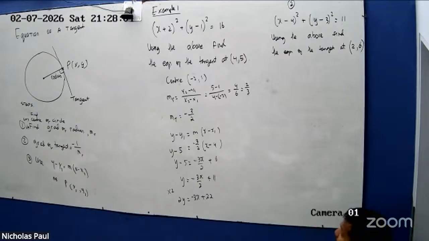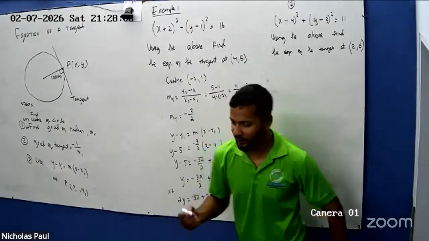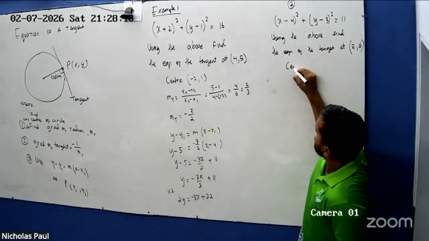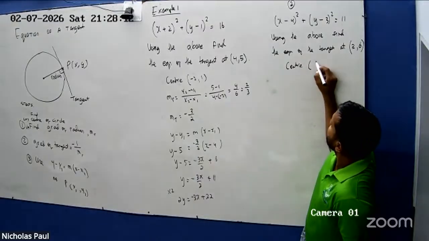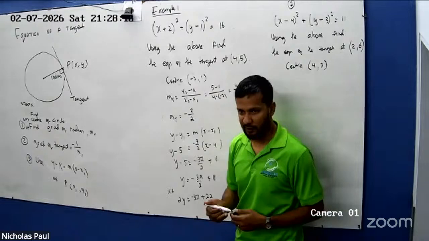Just make sure you get your center right, because if you get your center wrong, everything else is wrong. So just checking to make sure you get your center right. The center is (4, 3). We don't need the radius. That's all I need, the center.